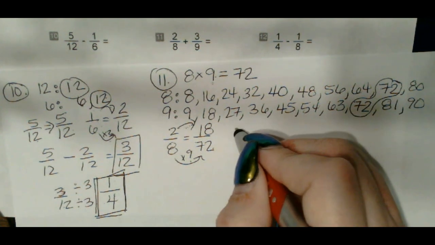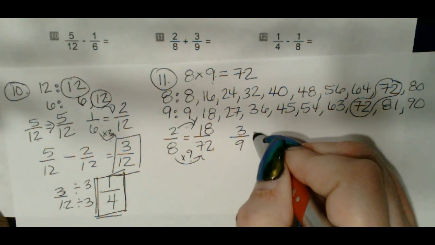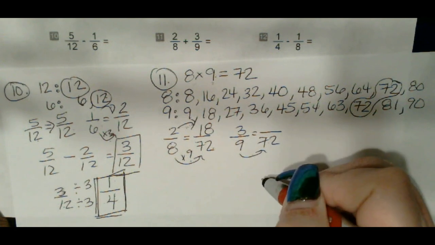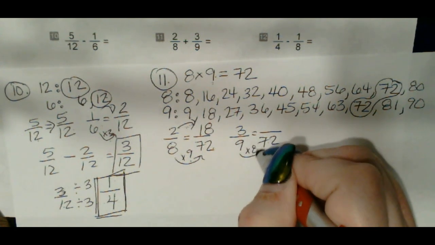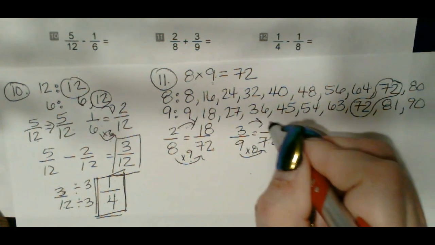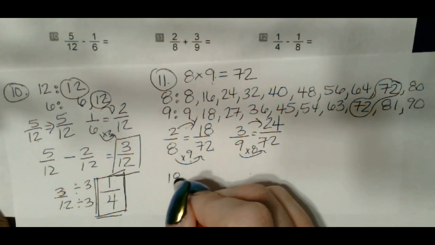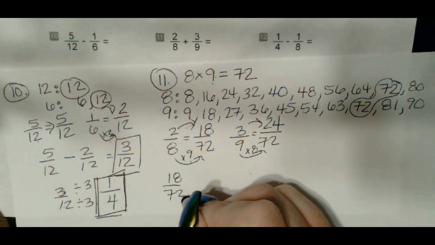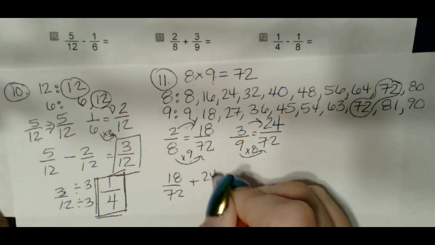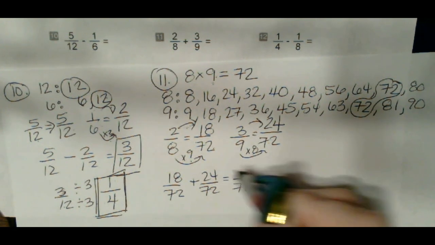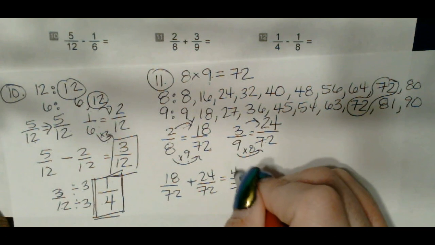All right, our second fraction, you have 3/9. 9 times what gives you 72? You have to multiply by 8. Whatever you do on the bottom, you have to do on the top. So 3 times 8 is 24. Now we add them. 18 over 72 plus 24 over 72. Our denominator stays 72. Add straight across. 18 plus 24 is 42.